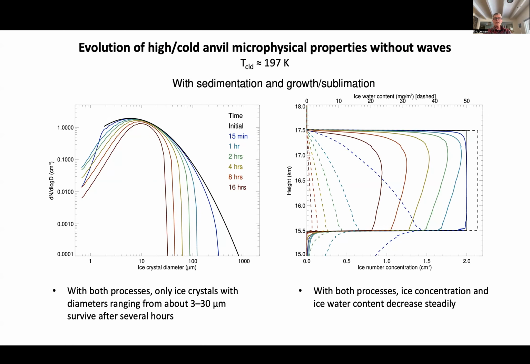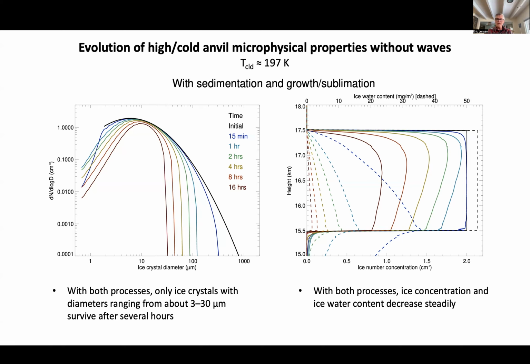Now, if I include both sedimentation and growth and sublimation, you can see that the sedimentation really clobbers the larger ice crystals. And a bunch of studies have shown this, that these large ice crystals larger than 100 to 200 microns will fall out of these anvils very quickly, within minutes even. So you basically are losing the small ice crystals by the Kelvin effect, and then you're losing your large ice crystals from sedimentation. And on the right, I'm showing the ice concentration in the solid curves, and you can see that when you include sedimentation, you even accelerate the reduction of ice concentration. And the ice water content shown in the dashed curves goes down very rapidly because these large ice crystals carry a lot of the mass.